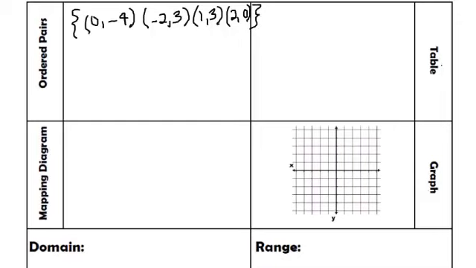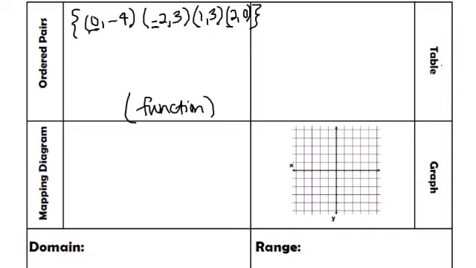So again, a function can be represented as an ordered pair. Now again, we can tell that this is a function because if we look at the x values, or the domain, we see that they're not repeating. So this is a function. Now since it's a function, we can look at the domain and range.